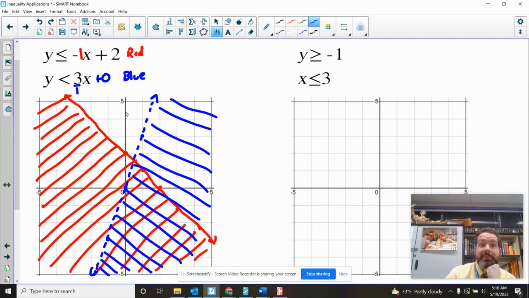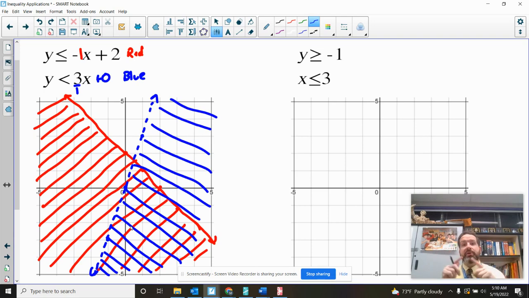So you can see there are some ordered pairs that don't solve either inequality. There are some ordered pairs that solve only the red inequality. There are some ordered pairs that solve only the blue inequality. But down here, that's where we solve them both.